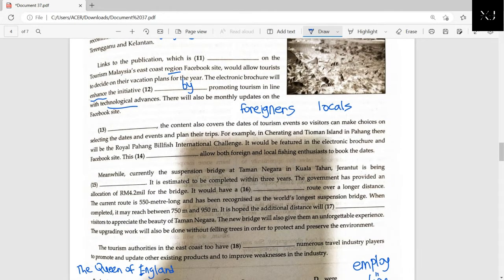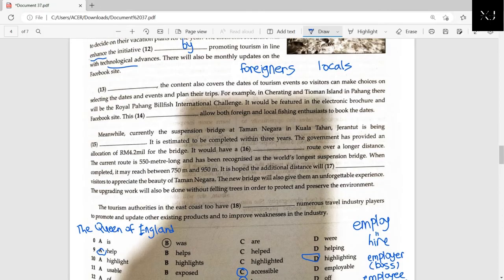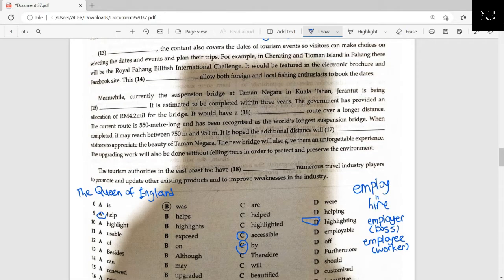The content also covers the dates of tourism events, so visitors can make choices on selecting the dates and events and plan their trips. Okay, so obviously the answer, what do we have? Besides, although, therefore, furthermore. Okay, so for question 13, besides. Anyone who chose besides and furthermore, I'll mark correct because they are basically the same thing.